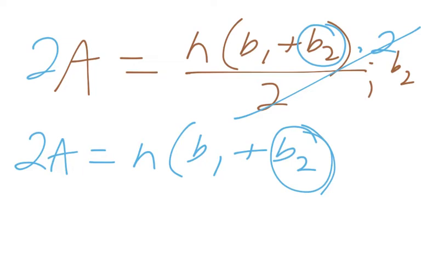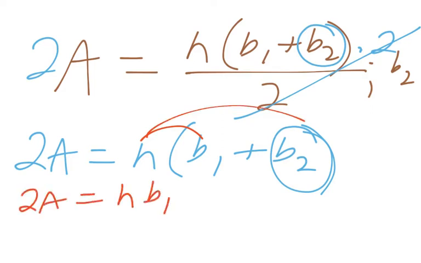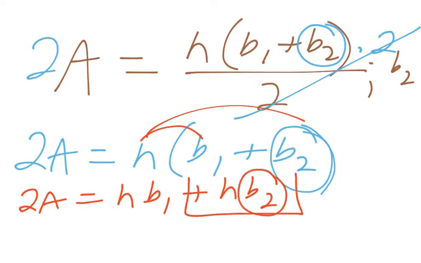So if you wanted to here, you could distribute. There's another way to do it, but most people are comfortable with distributing, even though we're solving for b2, because it's inside parentheses. So if you distribute here, we have 2a equals hb1. Now remember, that's like two variables there, plus hb2. We're still solving for b2, but this is the term that has our variable in it. So we got to isolate that first. So hb1 is being added to that term, so we subtract hb1 from both sides.